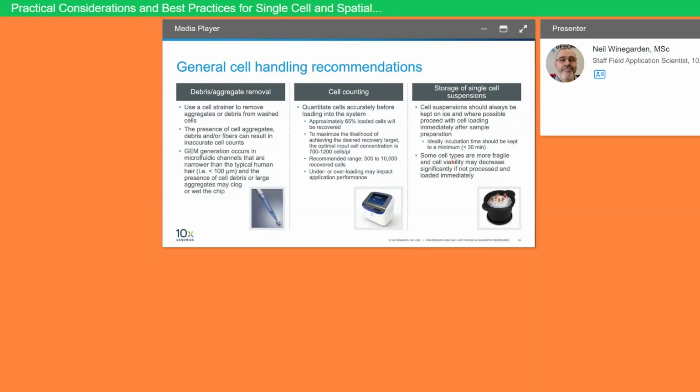The removal of debris and other cellular aggregates will help to prevent the clogging of the microfluidic channels, as well as reduce the noise in the transcriptomic data. We recommend filtering or straining these cells. Accurate cell counting will be critical to providing a consistent cell target number. Automated counters can make this process a lot more easy and reproducible. Finally, the cell storage and the efficient processing of those cells are key to ensuring that the viability as well as transcriptional signature of the cells are not impacted.